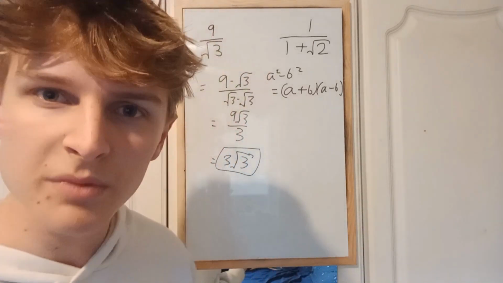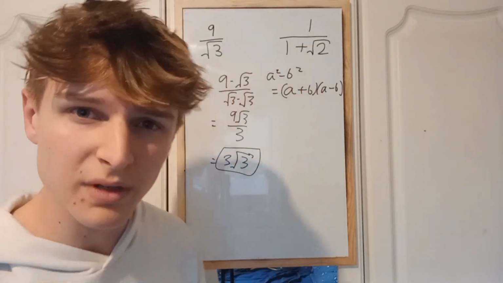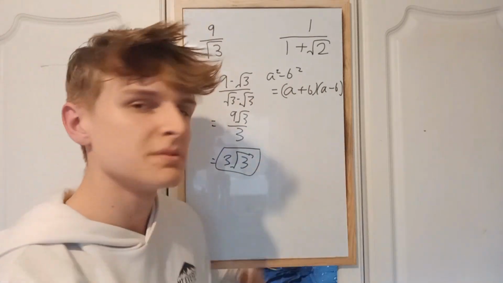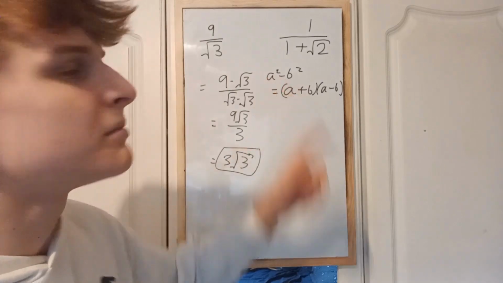Now, you can see why this might be a very powerful tool for us here, because look what we've got. We've got 1 plus the square root of 2. If we found a way to multiply that by 1 minus the square root of 2, we can just rewrite it as 1 squared minus the square root of 2 squared, which is just 1 minus 2.